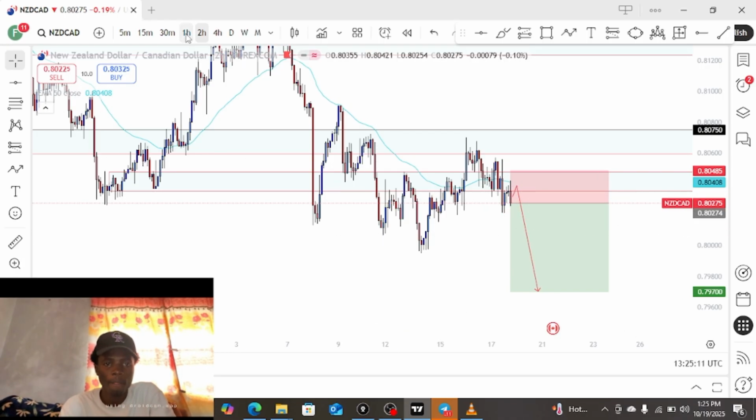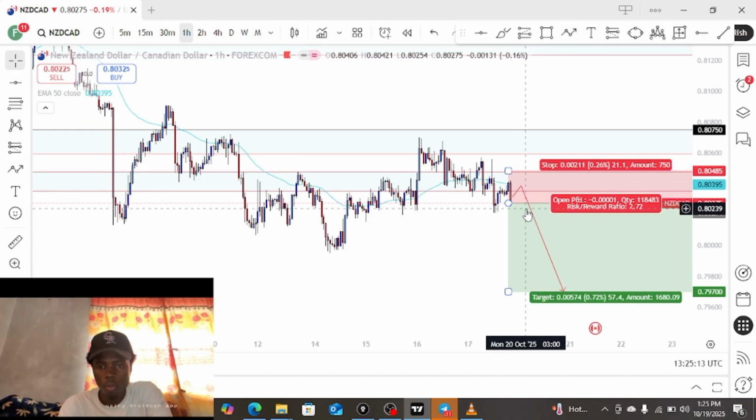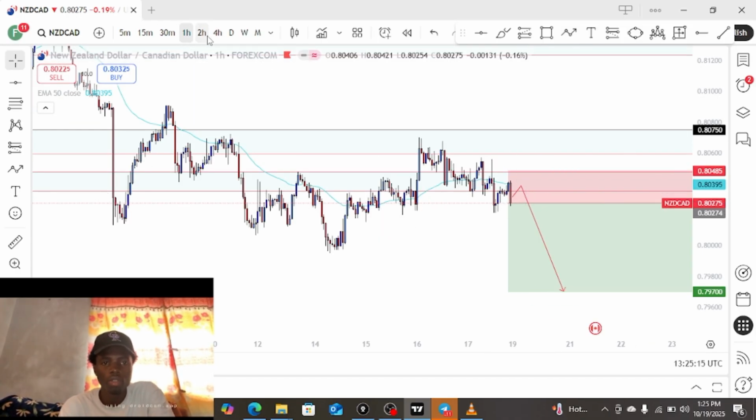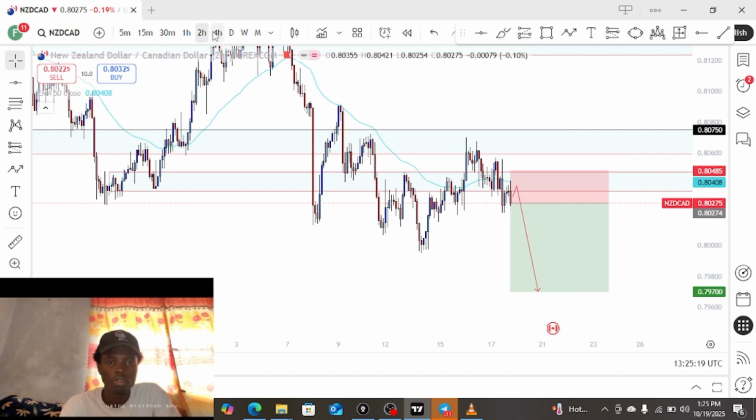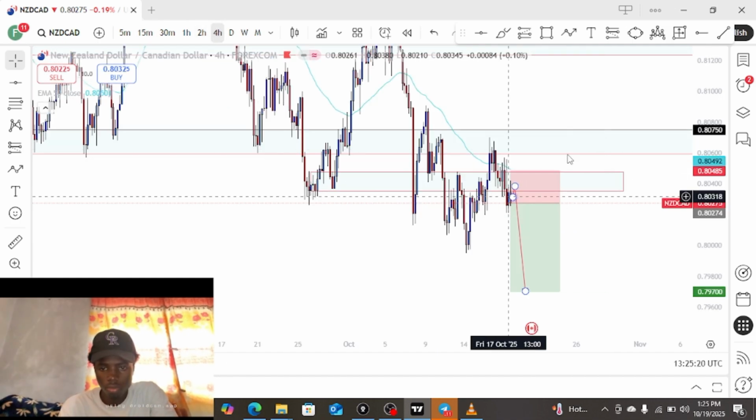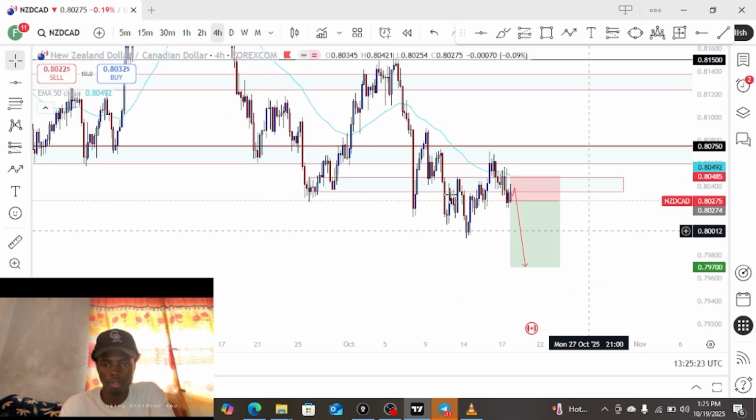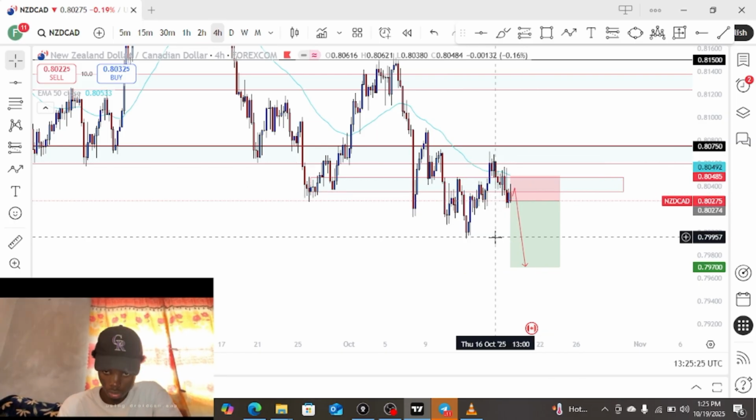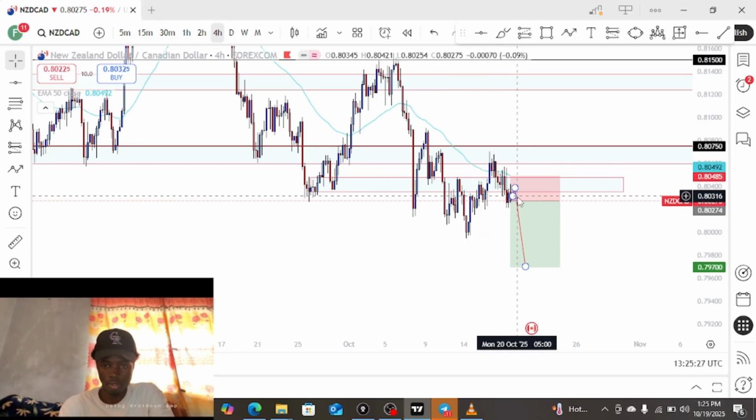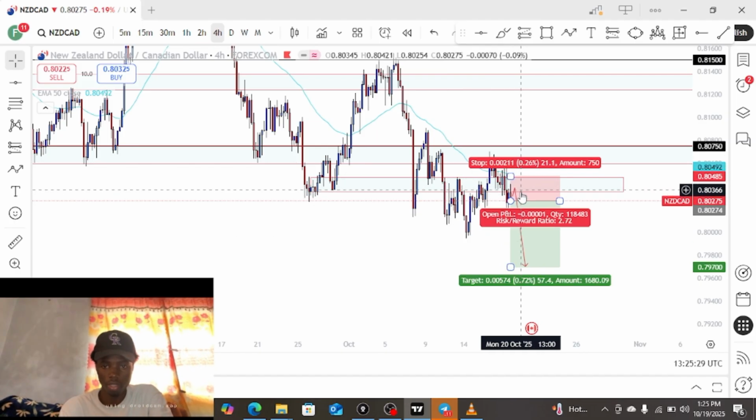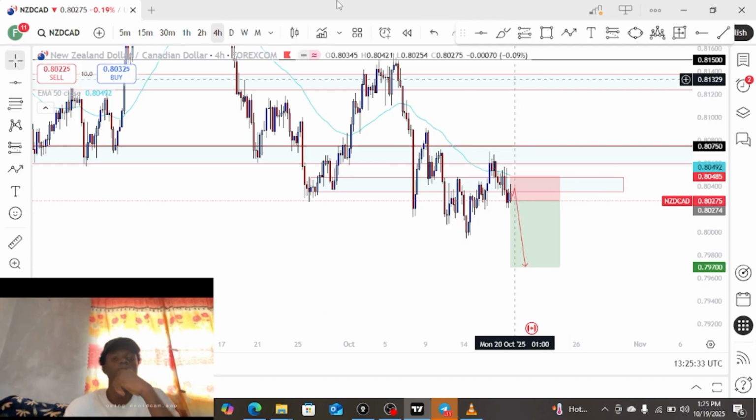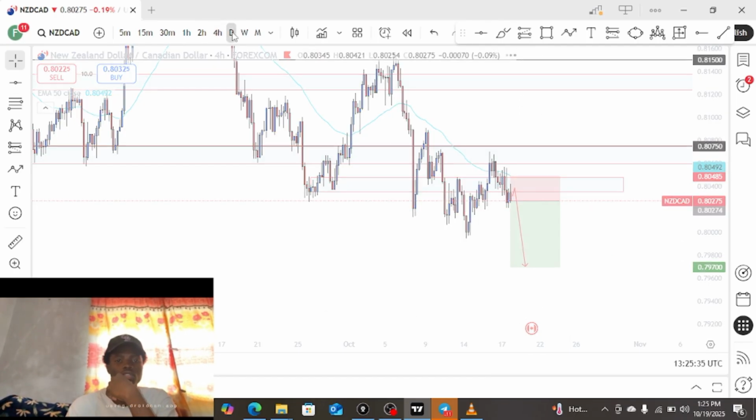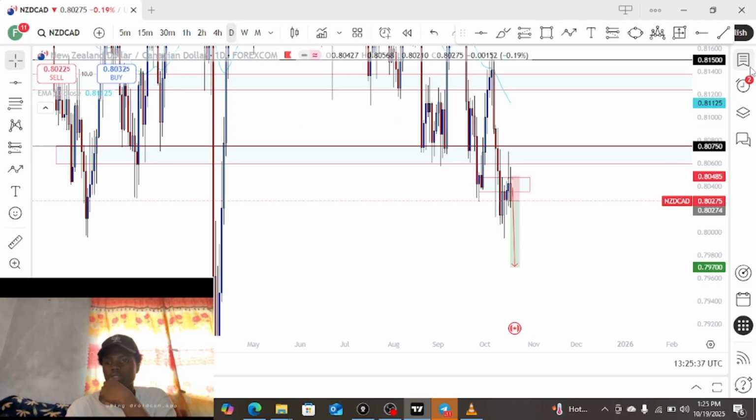Look at this 1-hour bearish engulfing, 2-hour time frame bearish engulfing. We are now having the 4-hour rejection, so I think the 4-hour will give us a little bit of tapping right here and then give us the rejection. I'm looking forward to taking this trade. So this is my number one trade.